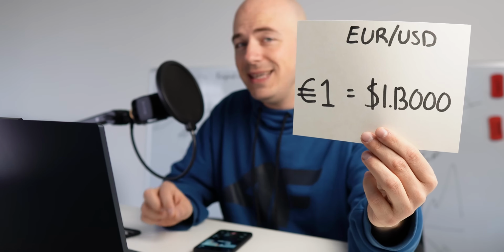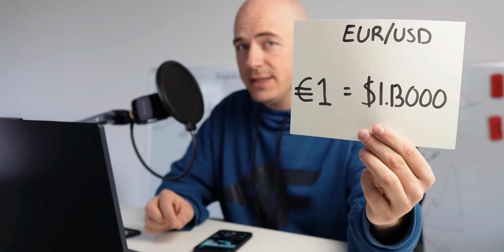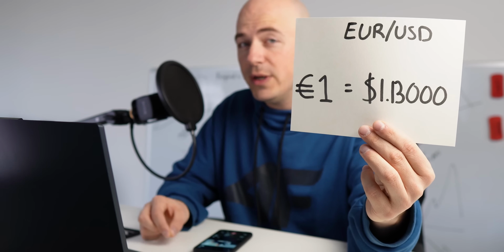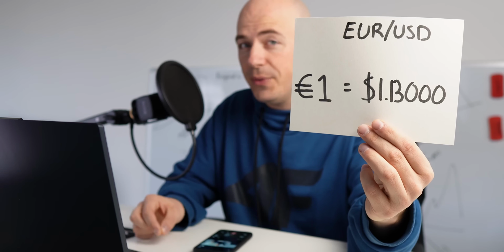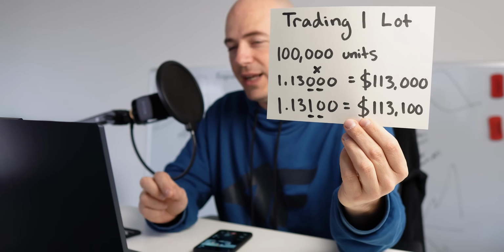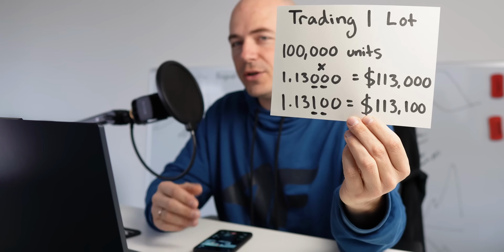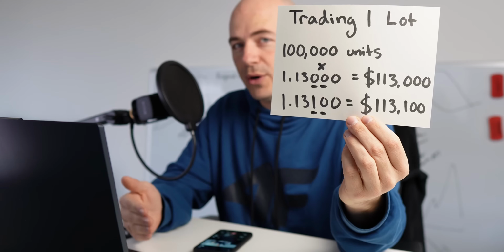Let's look at Euro US dollar. This is the most commonly traded currency pair, and right now, for €1, you would need $1.13. Now you might be asking yourself, what does that mean and how do I make money off of it? When you are trading currency pairs, a standard lot is a unit of measure of the amount that you're purchasing.